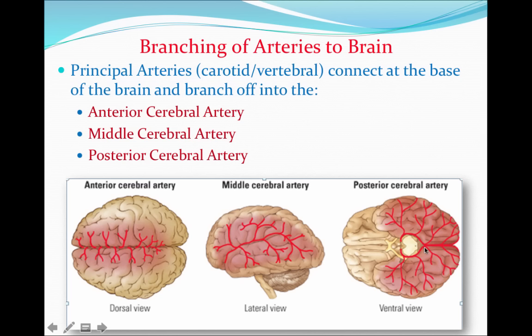So mainly to the occipital lobes and some parts of the brainstem. This area here will be some parts of the brainstem. Things like the pons, things like the medulla will receive blood from the posterior cerebral artery.